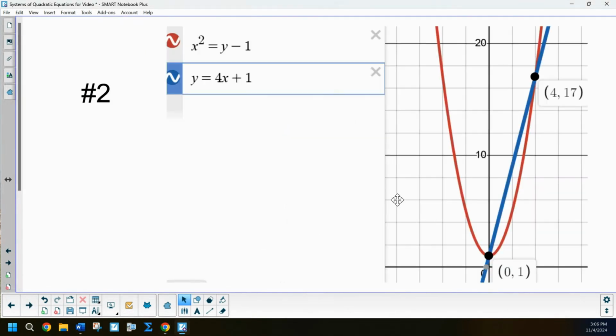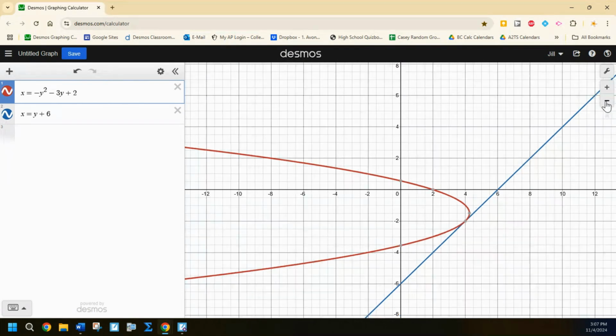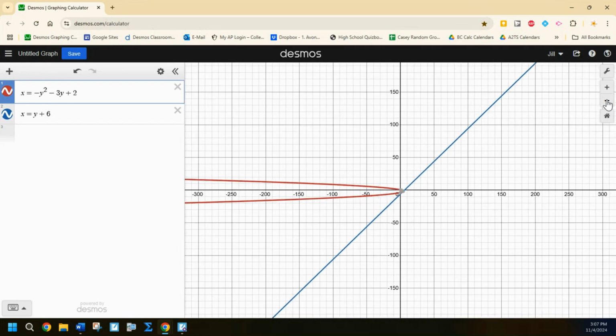Number 2, typing them in, again, just the way they are. X squared equals y minus 1, and y equals 4x plus 1. And you need to make sure you look carefully for where the intersections might be. So it might require you to zoom in and out a little bit on the graphs to be able to see them. Like 17 is kind of big. So being able to find that, you have to look a little bit for it. Zoom in and out. And to zoom in and out, if you remember, you just take the little plus or minus buttons on the right-hand side of the graph and just hit them until you can see what you need to see. So zoom out as much as you need to.